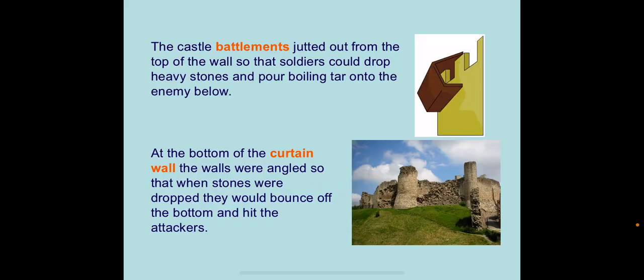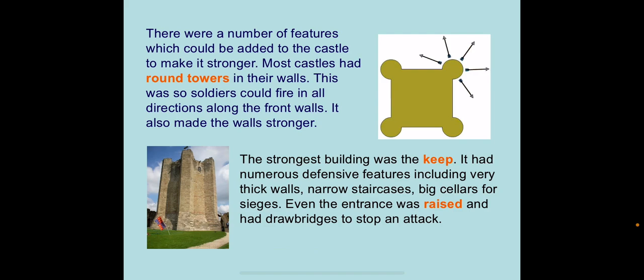You also have battlements, which jutted out of the top of the walls so that soldiers could drop heavy stones and pour boiling tar onto the enemy below, a little bit like murder holes, same kind of system, but just all around the castle. And at the bottom of the curtain wall, which is the wall that goes around the outside of the castle, the walls were angled so that when stones bounced off, they would bounce off and hit the attackers. So they actually built the castles with these plans in mind.